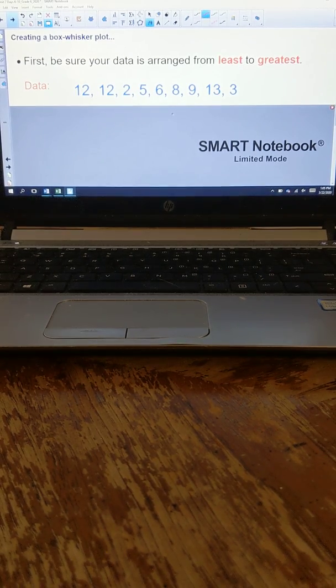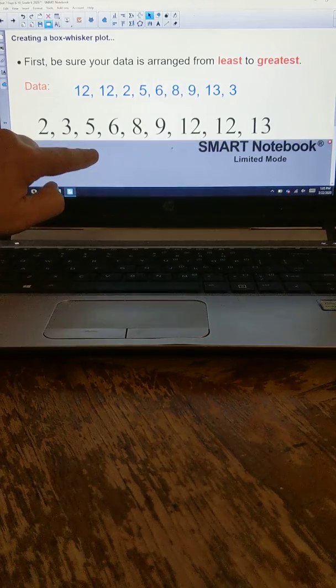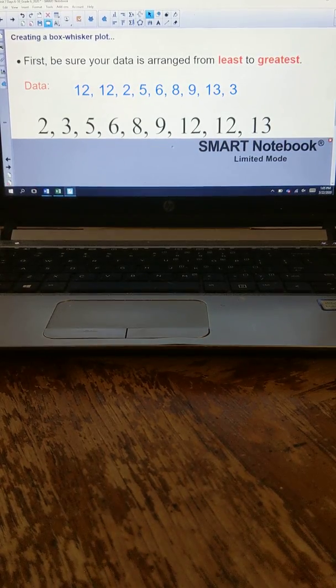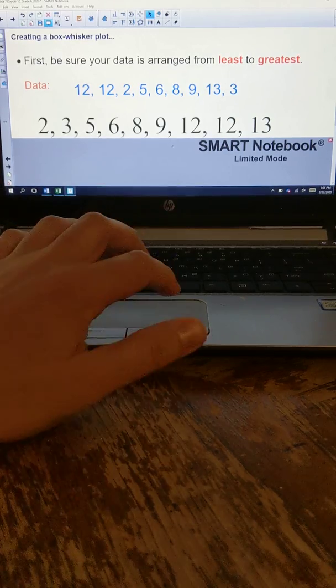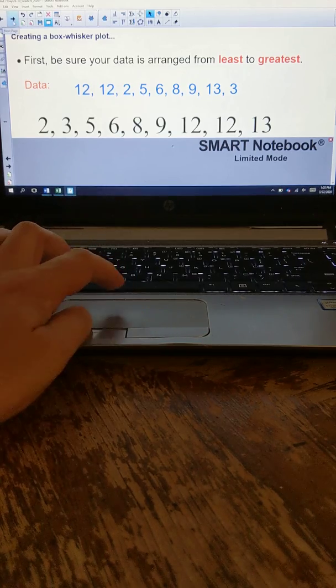All right, when we're dealing with this information, the first thing we need to do is put our data in order from least to greatest. So this data set, in order from least to greatest, looks like this. 2, 3, 5, 6, 8, 9, 12, 12, 13. So in your notebook, go ahead and make sure you have this in order from least to greatest before moving on.